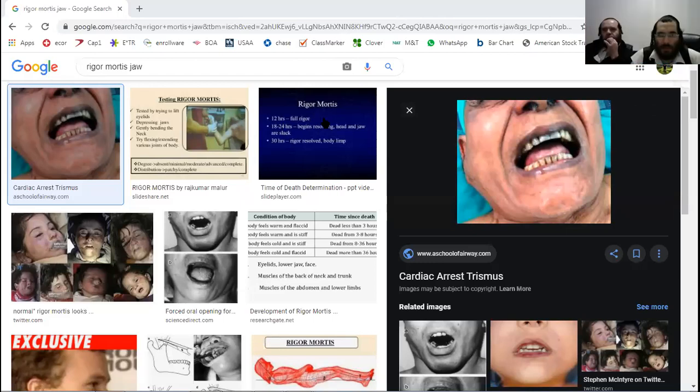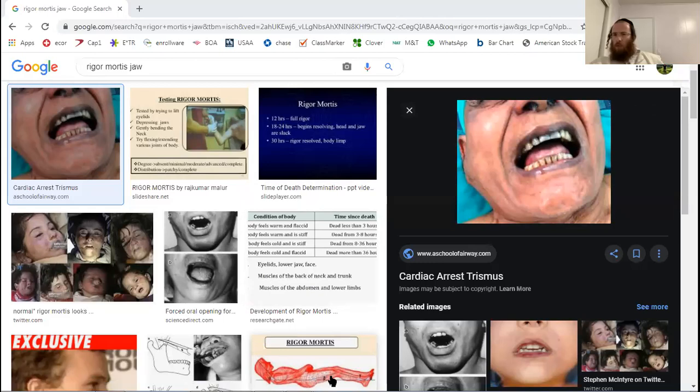What does mortis mean? Rigor means rigid, and mortis is dead. Okay, so those are the two signs that you would see in somebody in cardiac arrest.